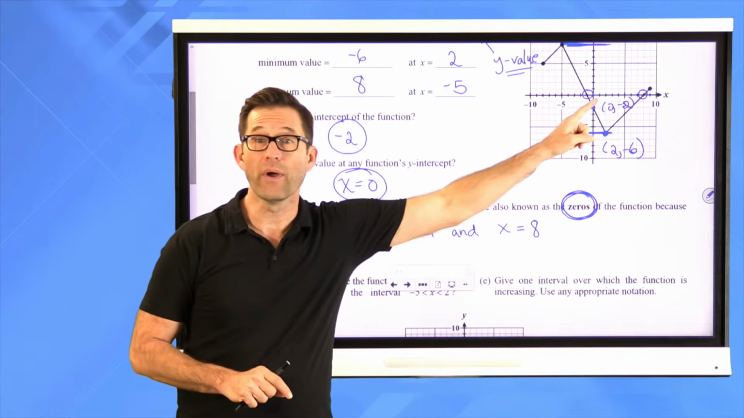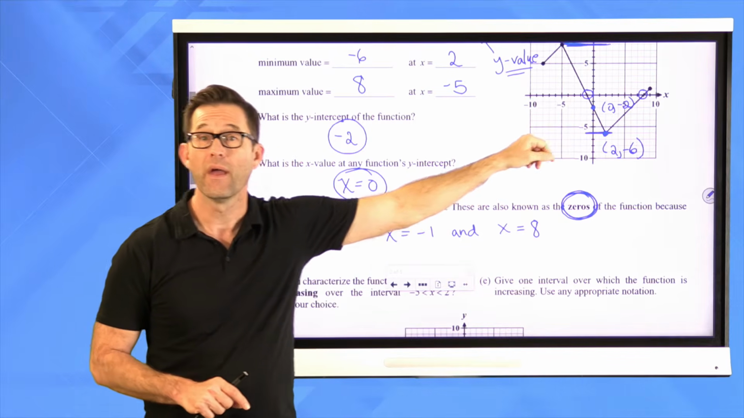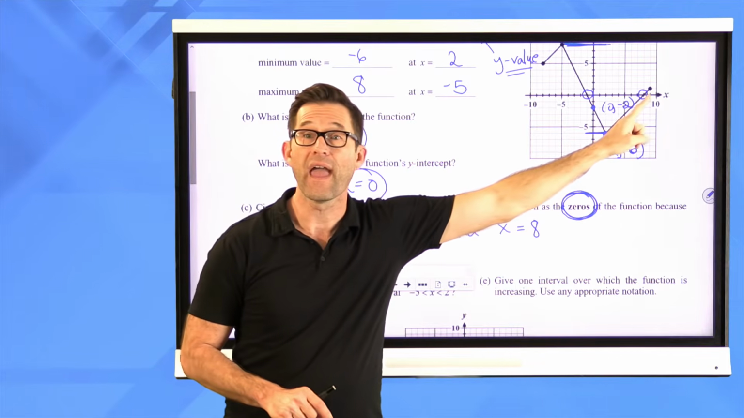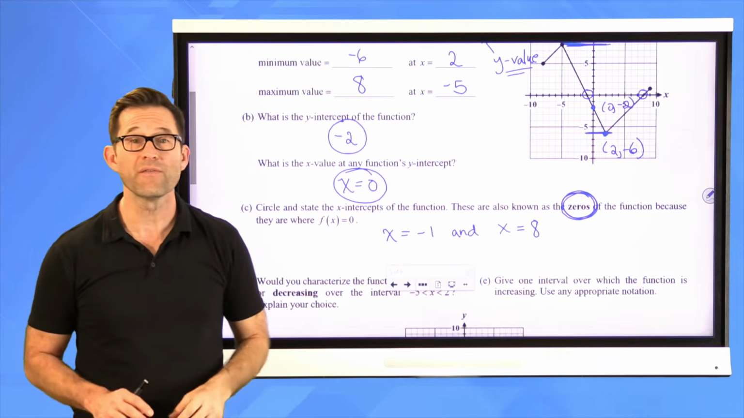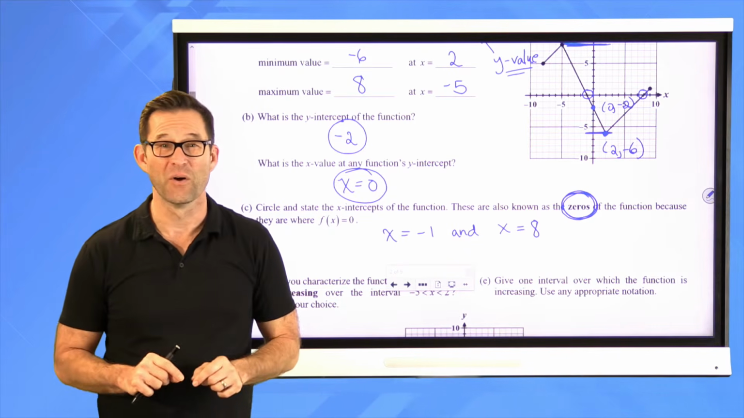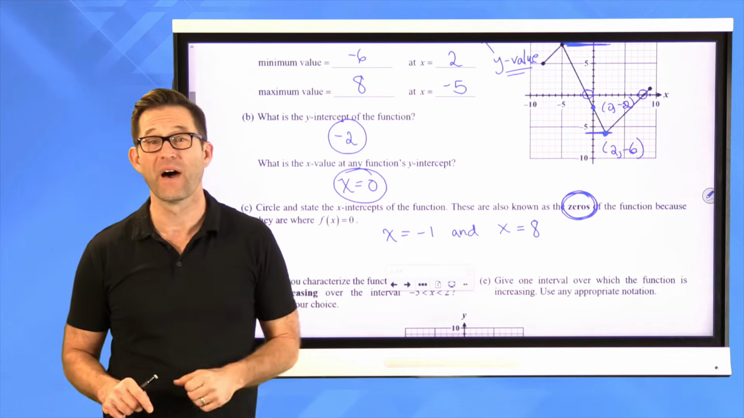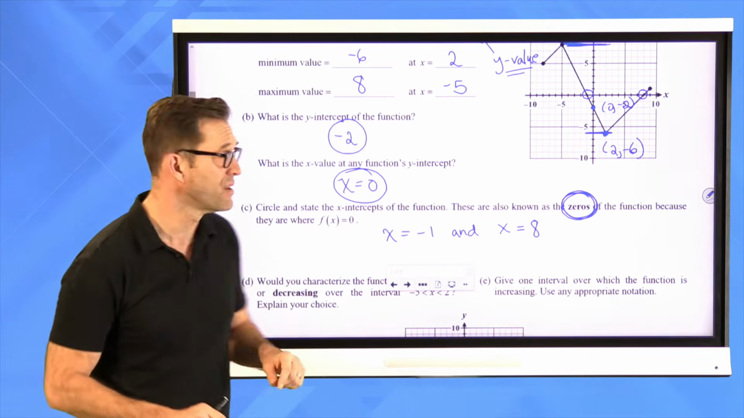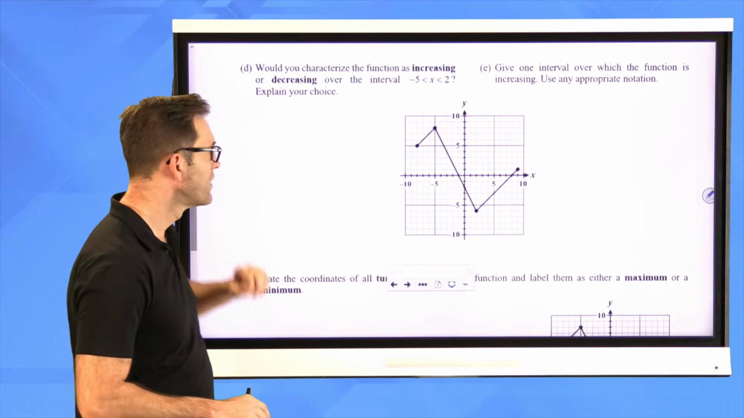At this point, right, that's the point -1 comma 0. This is the point 8 comma 0, right? So the zeros of a function are the x values where the y value is 0. The y-intercept is the y value where the x value is 0. So similar ideas, but a little bit different because of the differences between inputs and outputs.